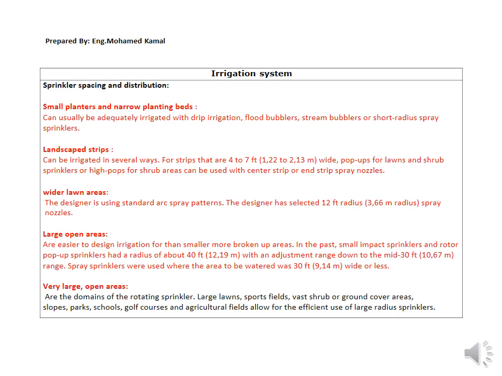Very large open areas are the domain of rotating sprinklers: large lawns, sport fields, vast shrub or ground cover areas, slopes, parks, schools, golf courses, and agriculture fields, which allow for the efficient use of large radius sprinklers.